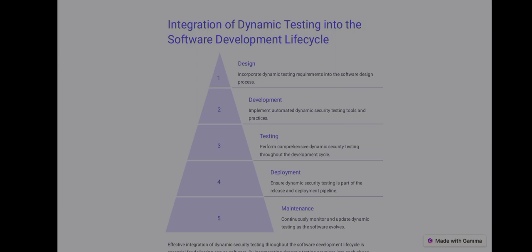Next is the deployment. Ensure dynamic security testing is a part of the release and deployment pipeline, with continuous integration and continuous deployment. Then maintenance. Continuously monitor and update dynamic testing as the software evolves. You can see this top-down process on my screen for the integration of dynamic testing into the software development lifecycle.